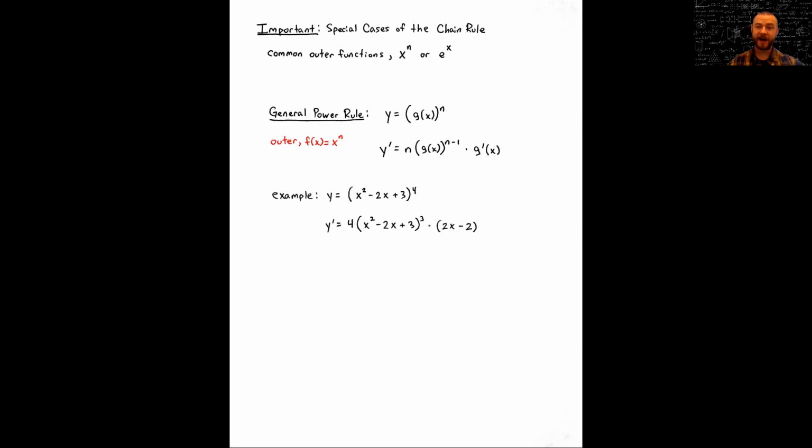Notice we didn't identify the outer and inner functions. The general power rule already does that for you, where the outer function is x to the 4th here.